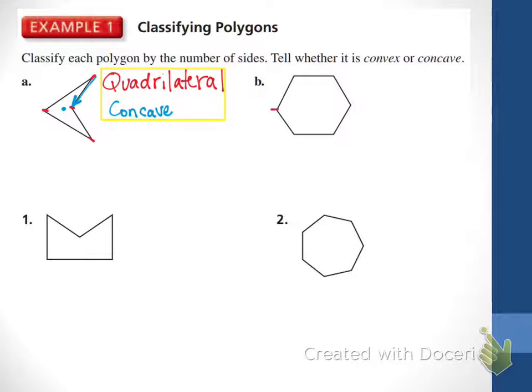All right, the next one has 1, 2, 3, 4, 5, 6, which is a hexagon? It's convex, because none of the sides go inward. They all point outward.